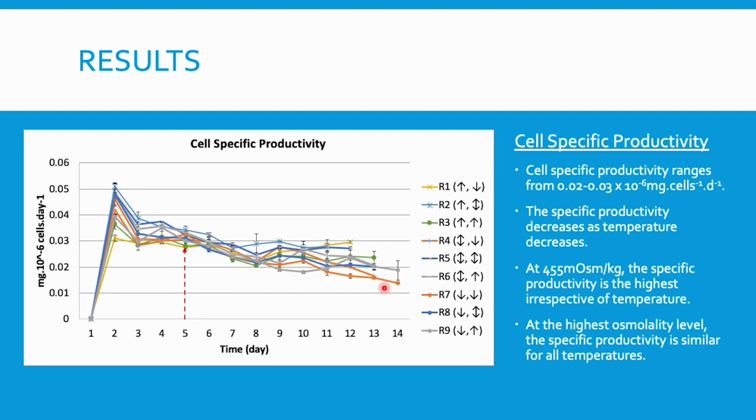Overall, the range of the specific productivity for all cell cultures is actually quite close to one another, which is between 0.02 to 0.03 picogram per cell per day.